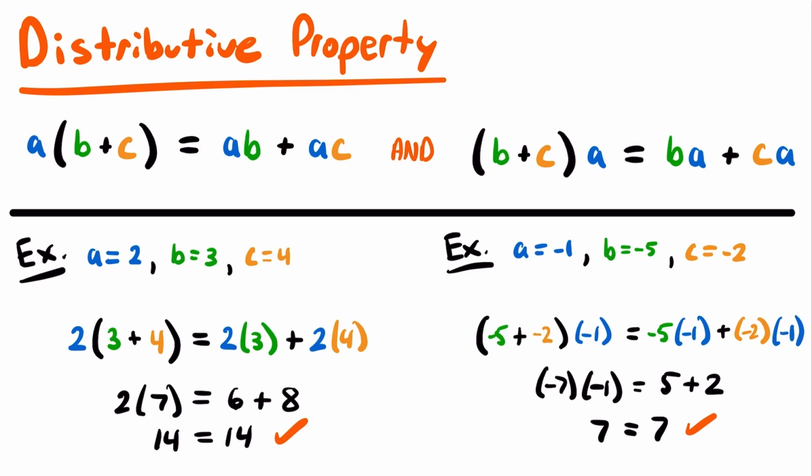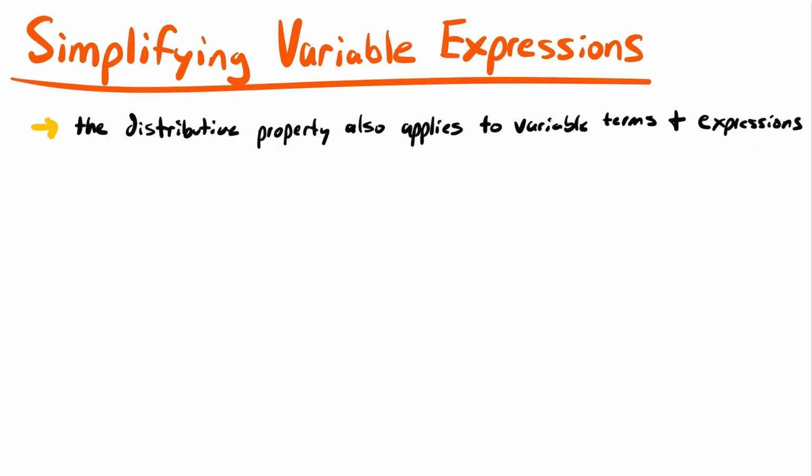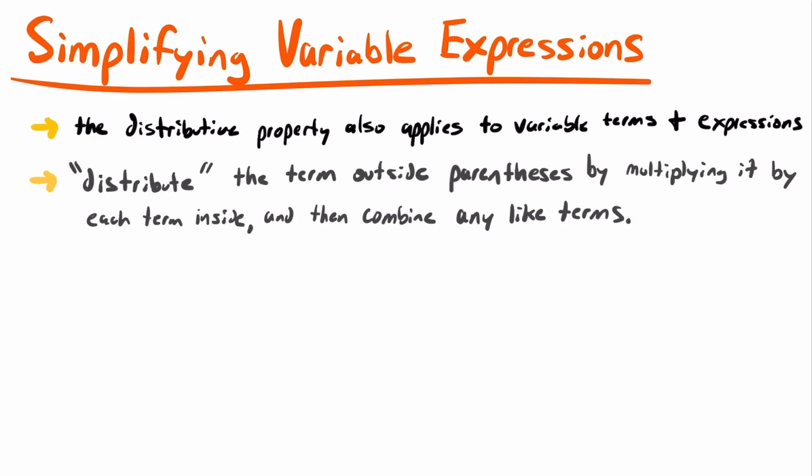But as I mentioned at the beginning of this lesson, the distributive property not only applies to real numbers, but it also applies to variable terms and variable expressions. And it pretty much works exactly how you would expect it to. What we will do is distribute any term outside a set of parentheses by multiplying that term by each term inside the set of parentheses. And then after we perform that multiplication, we want to be on the lookout for any like terms and combine those like terms. That is how we will fully simplify a variable expression that involves the use of the distributive property.